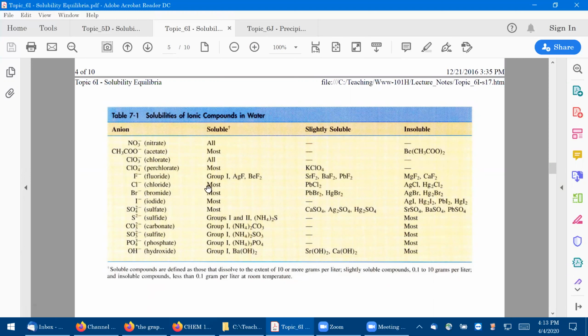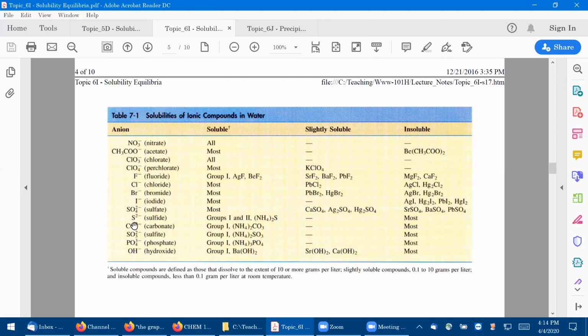So, for example, nitrates and acetates and chlorates are virtually all soluble, with a few exceptions. Perchlorates are the same. The halides are almost all mostly soluble, with a few exceptions again that are slightly or almost insoluble.